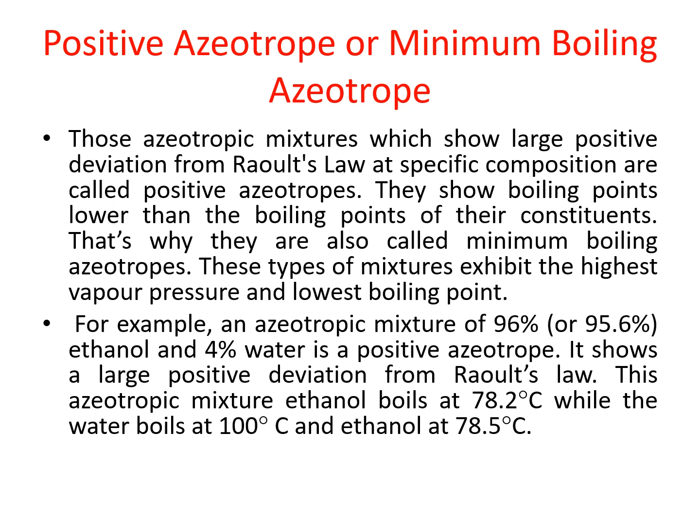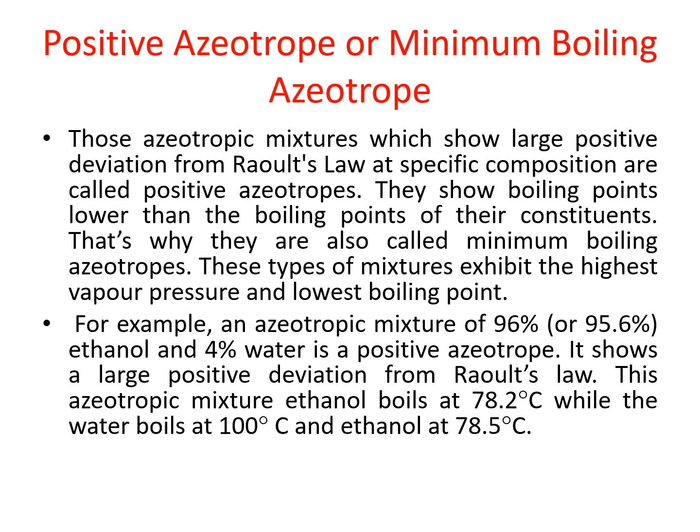Positive or minimum boiling azeotrope. Azeotropic mixtures which show a large positive deviation from Raoult's law at a specific concentration are termed positive azeotropes. They show boiling points lower than the boiling points of their constituents. That's why they are called minimum boiling azeotropes. This type of mixture exhibits the highest vapor pressure and the lowest boiling point.